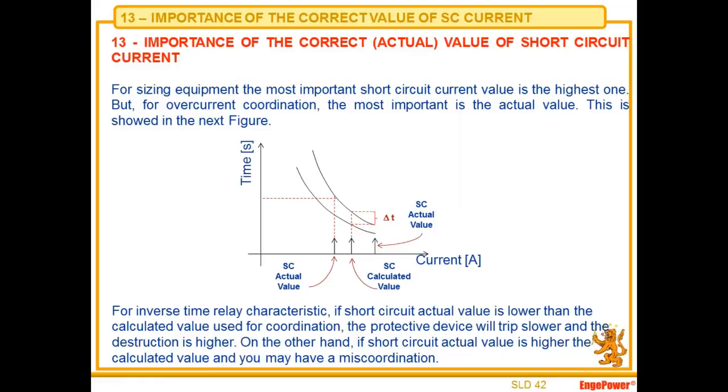That's why when you perform a short circuit study, if it's done for specifying any device, the most important is the highest value. But if you are performing a short circuit study for coordination, it's not the highest, but the value nearest to the actual one that is important.